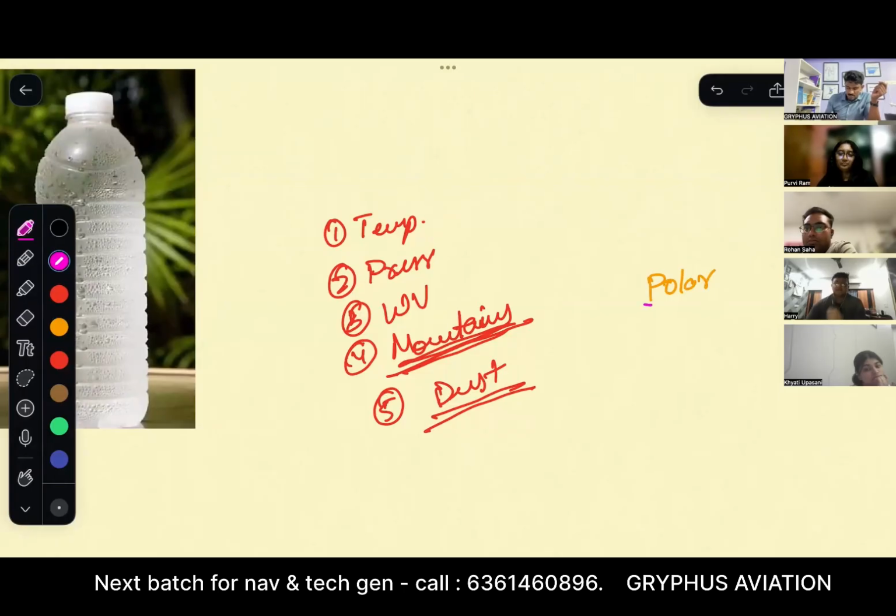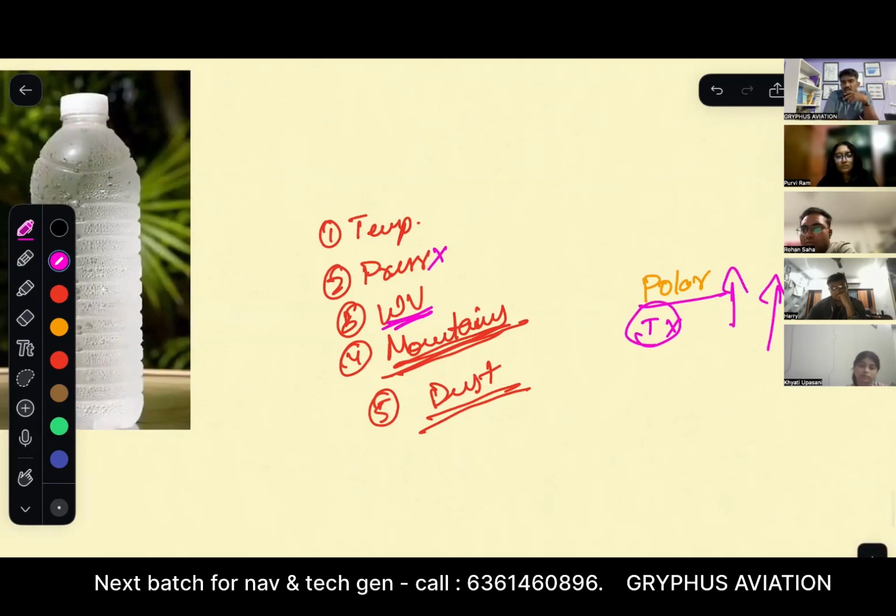In polar region, temperature is low. If temperature is low, there is not enough pressure required for cloud. Clouds are nothing but water vapors. Clouds are made up of water vapor. When the temperature is very low, the air molecules are not moving up. It means the water molecules are not moving up basically.